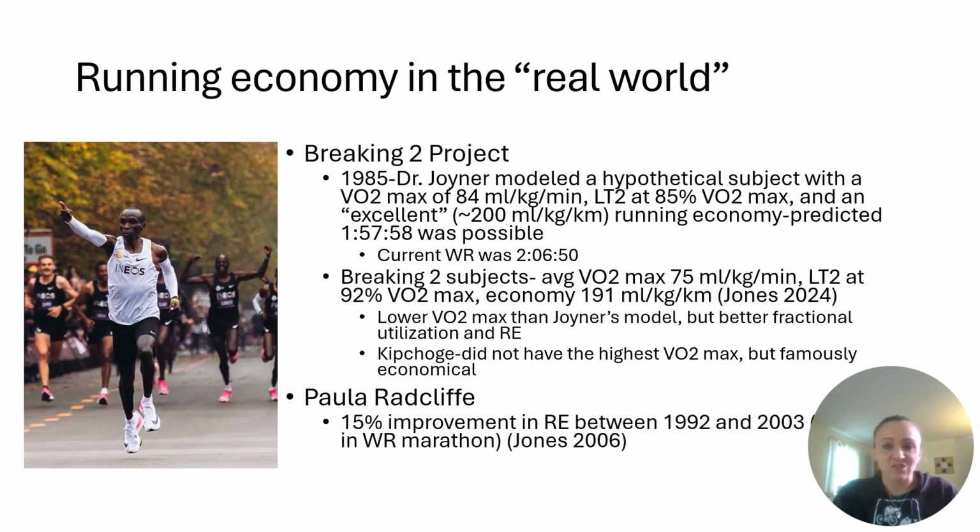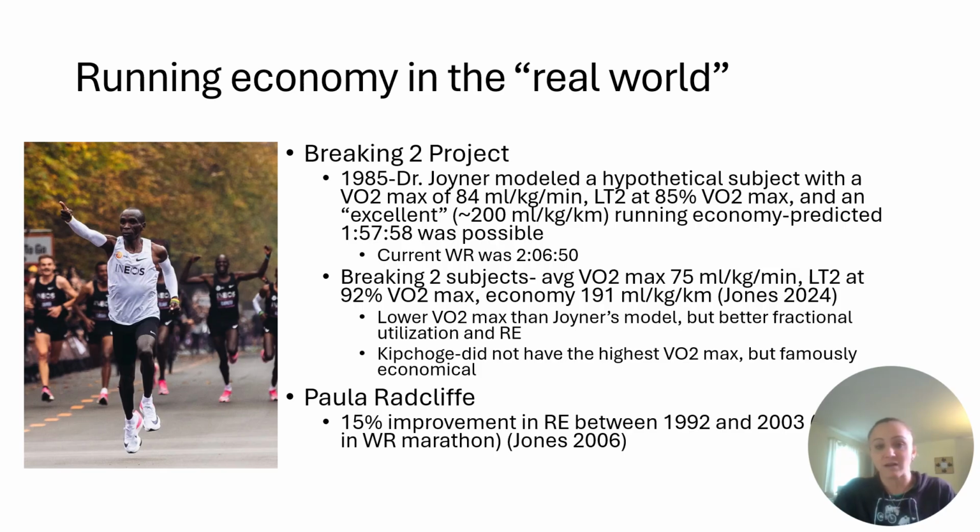If we look at this, it's just a fun little thing to look at, the Nike Breaking 2 project from a few years back. Back in 1985, exercise physiologist Dr. Joyner modeled a hypothetical ideal marathoner who had a VO2 max of 84 milliliters per kilogram per minute, LT2 or critical speed that occurred at 85% of that VO2 max, and quote unquote excellent running economy, which was 200 milliliters of oxygen per kilogram per kilometer.